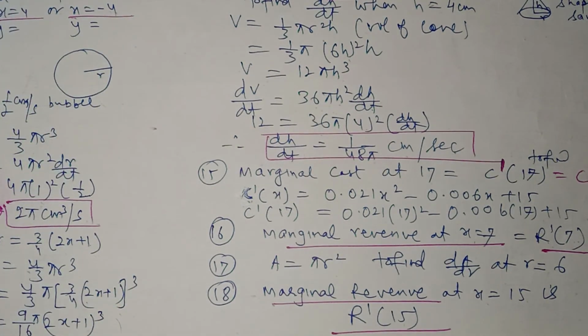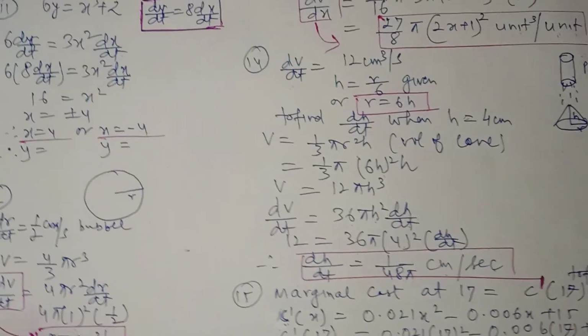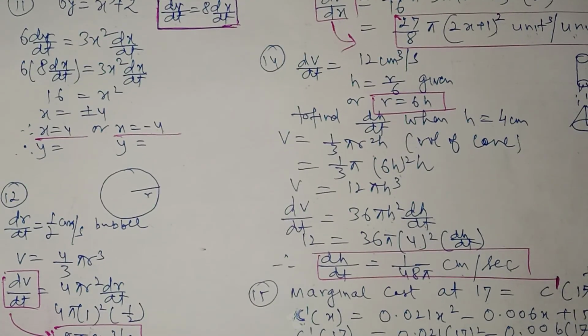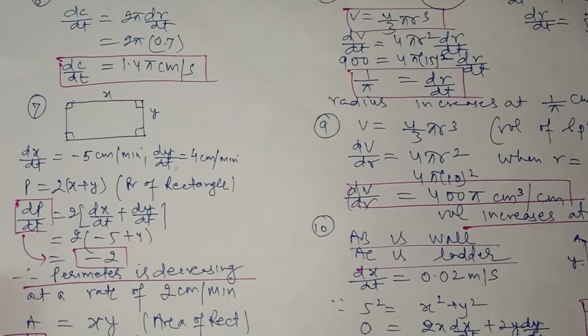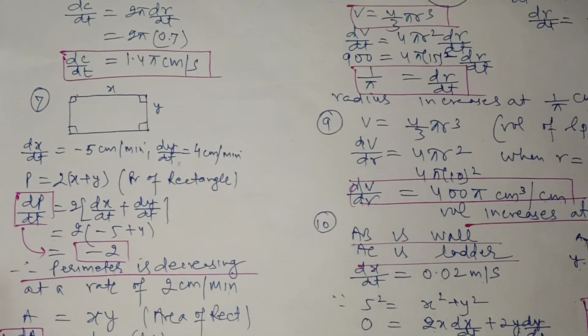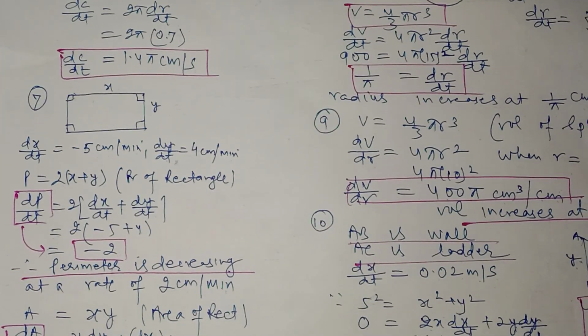They are very, very simple. So in this, question number 14 is important and question number 11 is important. Question number 10 is very, very important. Question number 7 is very, very important. Question number 2 is important in this exercise.